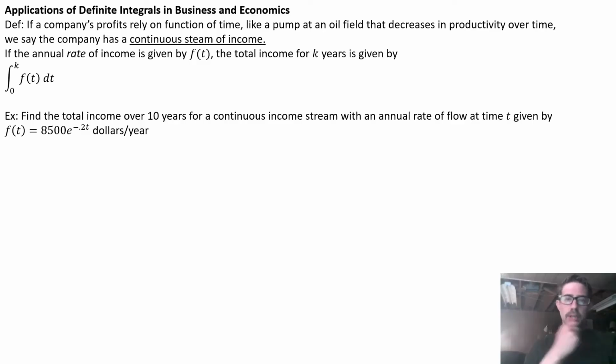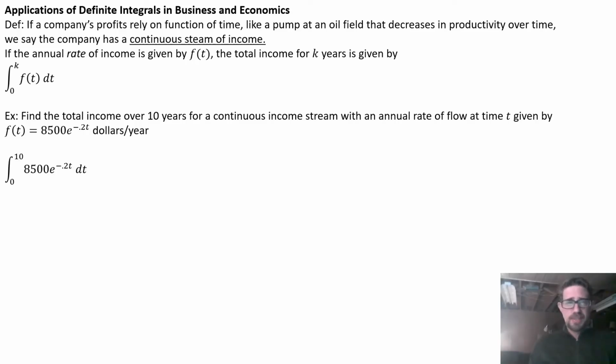Example: find the total income over 10 years for a continuous income stream with an annual rate of flow at time t given by 8,500 e to the negative 0.2 t dollars per year. You're going to see that a lot, an exponential with e to the negative something t, because that gives you a decreasing exponential curve. It might start decreasing a lot at first and then level off, but it's still a decreasing function. If this were an increasing function, we'd be in good business because we just keep getting more and more income, but usually that's not the case.